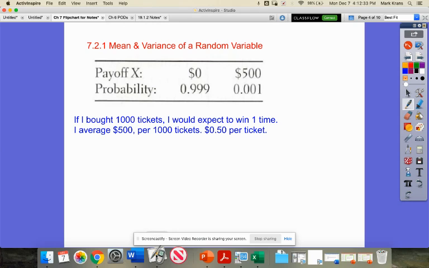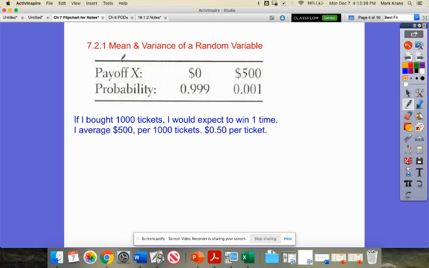All right, we need to talk about the mean and standard deviation, or variance, which is the standard deviation squared, of a random variable. So if you look at this, this is a made-up lottery ticket. You can either win $0 or $500, okay? The probability of winning $500 is 1 in 1,000, and the probability of losing and getting nothing is 999 out of 1,000. So if I bought 1,000 tickets, I would expect to win one time.